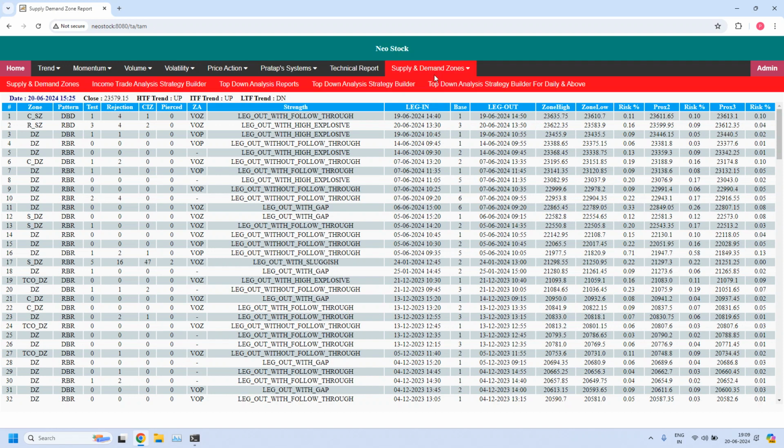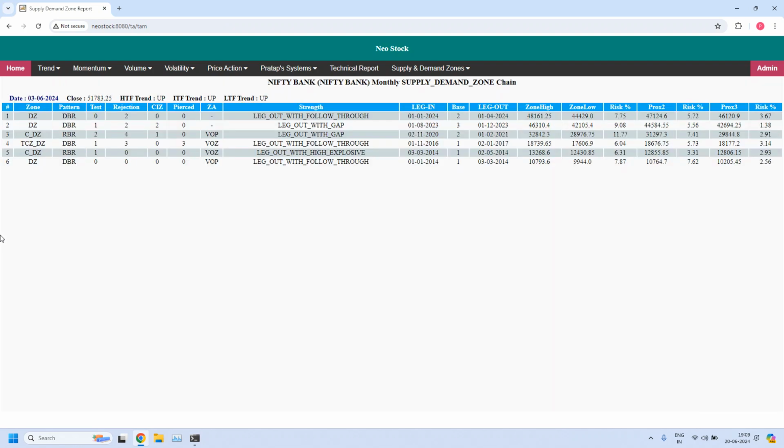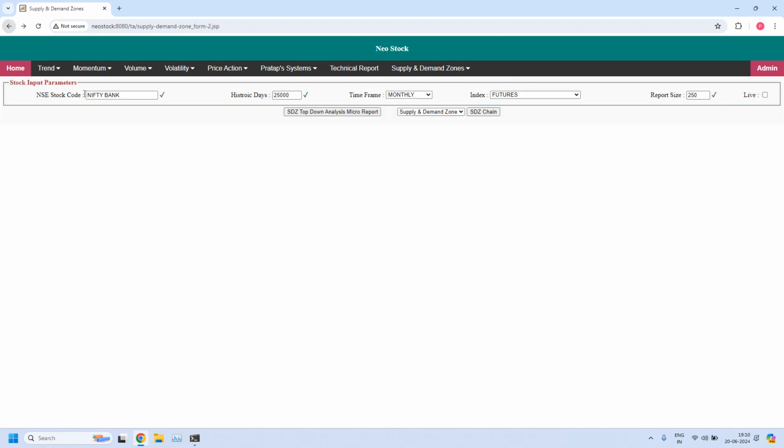Now I will generate Bank Nifty. So I'm going back. Instead of Nifty, now I have to generate for Nifty Bank. Now let me generate from monthly time frame onwards, generating the chain for monthly time frame. So these are the monthly supply demand zones. So I'm going back, changing the time frame to weekly. I'm generating the chain for weekly.